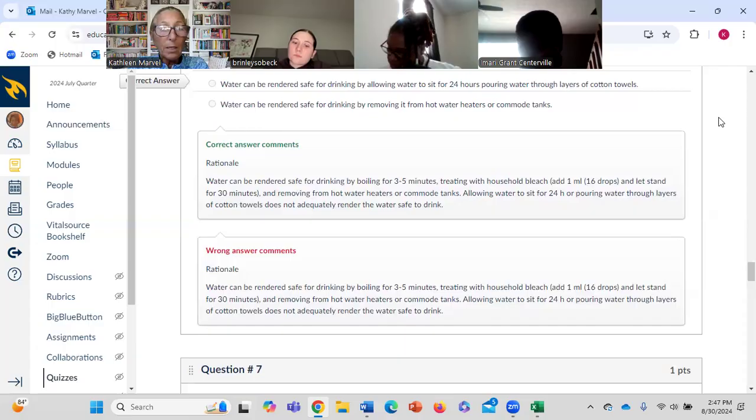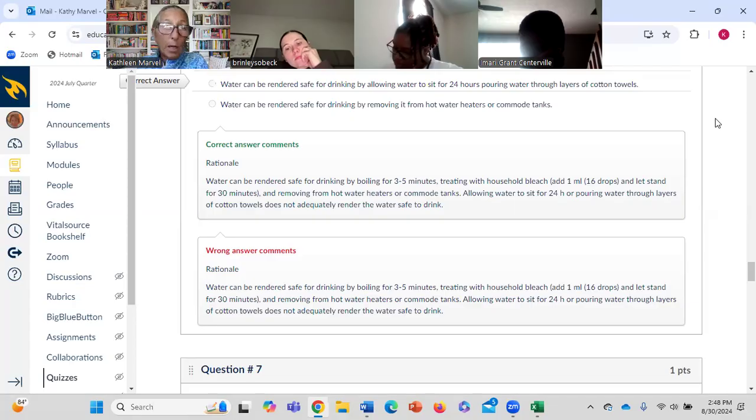Water can be rendered safe for drinking by, number one, boiling for 3 to 5 minutes. Number two, treating with household bleach. Add 1 ml, which is about 16 drops. That should say per gallon. And let stand for 30 minutes. And then the third is removing water from hot water heaters and commode tanks. So those are the 3 items that need to be taught. And all 3 have to be in place in order for water to be rendered safe to drink. Okay, allowing water to sit for the 24 hours and pouring through layers of cotton towels does not adequately render water safe to drink. Okay.